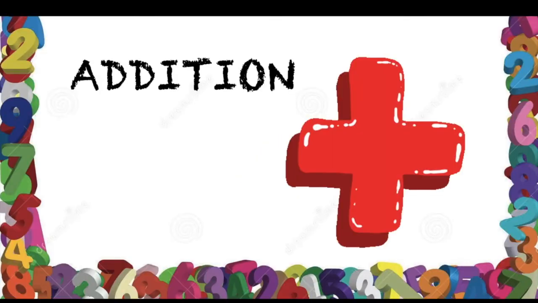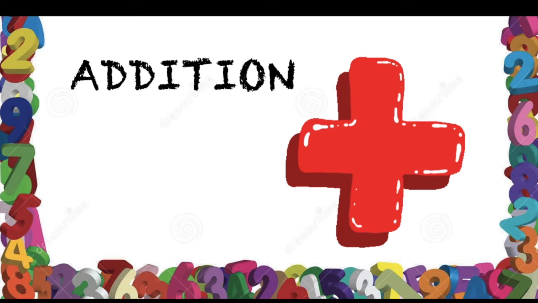In the previous session we saw ascending order, descending order, comparing numbers, forming smallest and greatest three-digit numbers, and at last we saw even numbers and odd numbers. Today we are going to see the next chapter, that is addition.